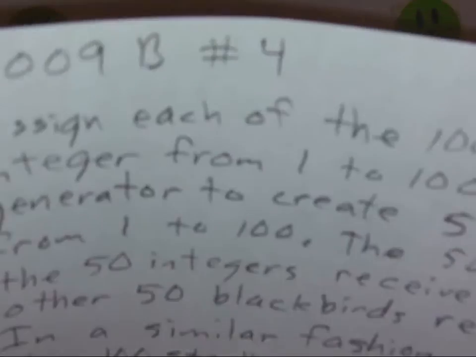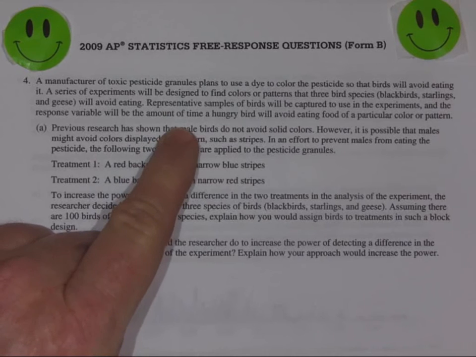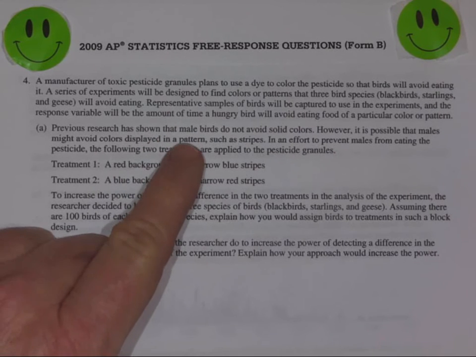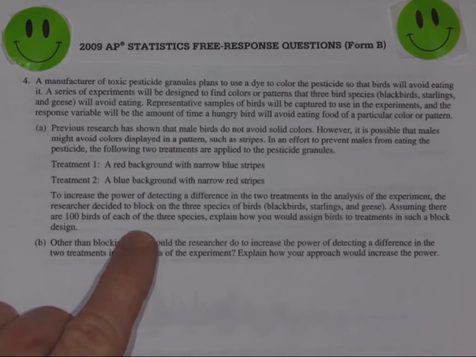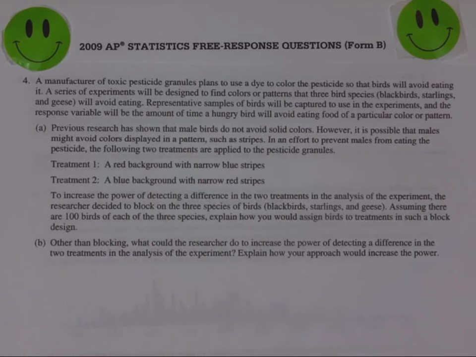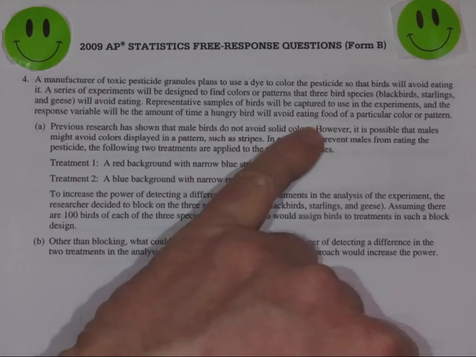All right, and you had to explain it. To explain it, first of all, you had to say increase sample size. There are different ways you can explain it, but you could say that by increasing the sample size, it's decreasing the variability in my results, in my sampling distribution. And it'd be good to mention the results since it's mentioned up here. The response is going to be the time that they avoid eating. Where did it say it? It says the response variable would be the amount of time a hungry bird will avoid eating food.